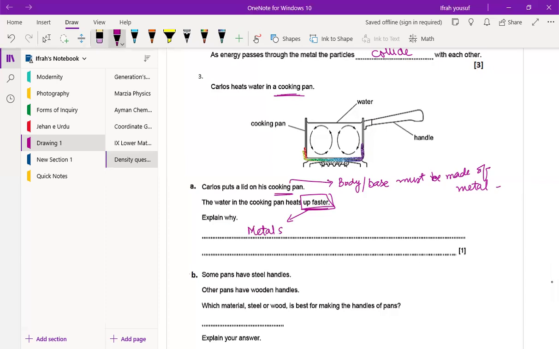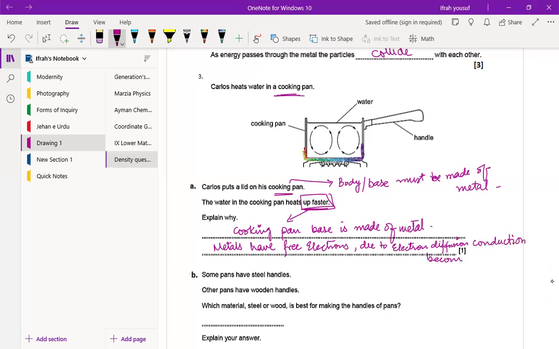okay, cooking pan, let me write in this way. Cooking pan base is made of metal, right? And metals have what? Metals have free electrons. Okay. So due to movement of electrons, due to electron diffusion, conduction takes place. The conduction becomes fast. Conduction becomes fast. Okay. Through which process?